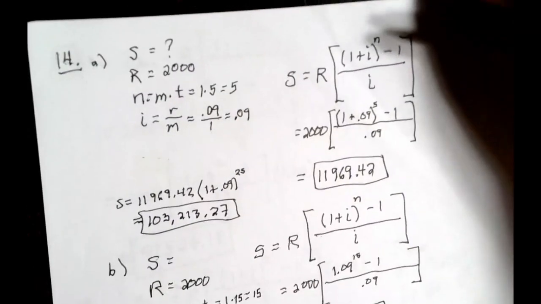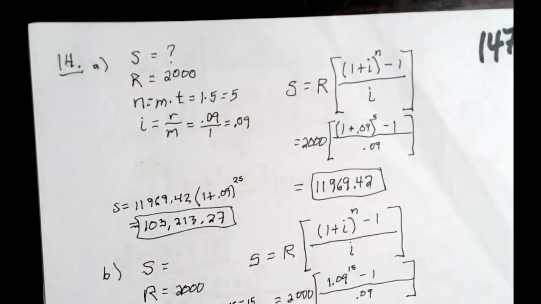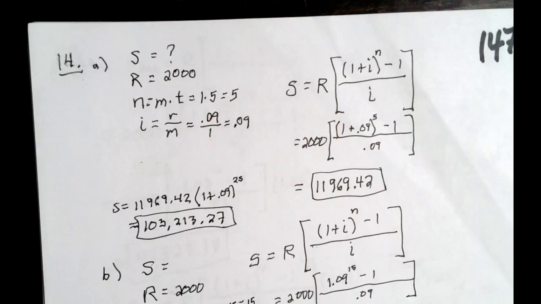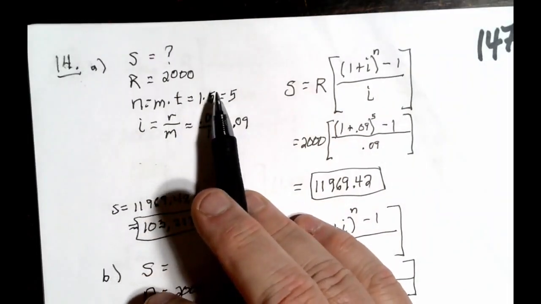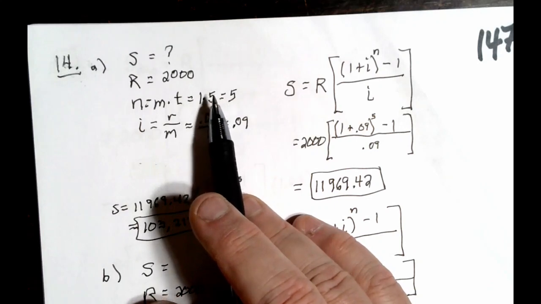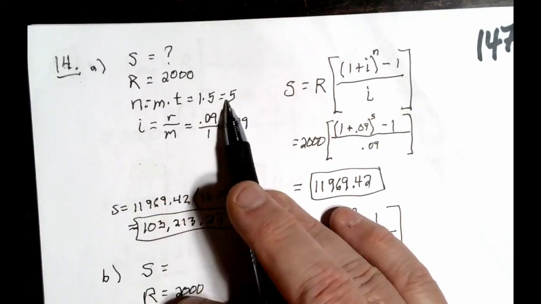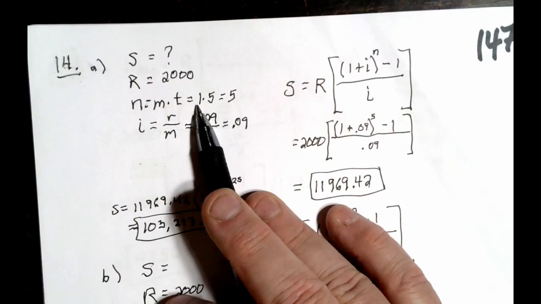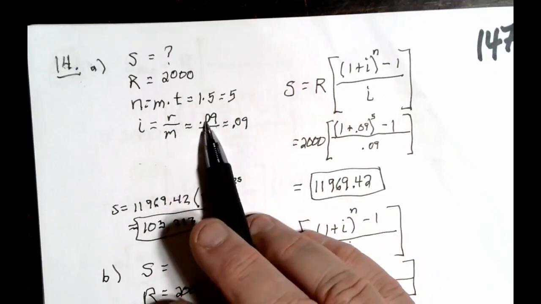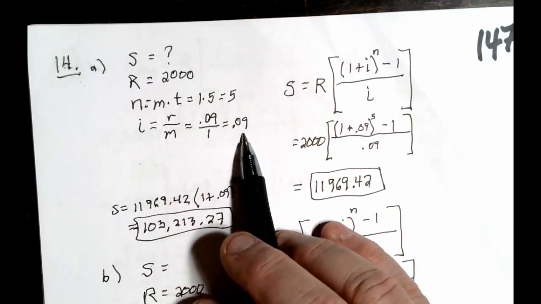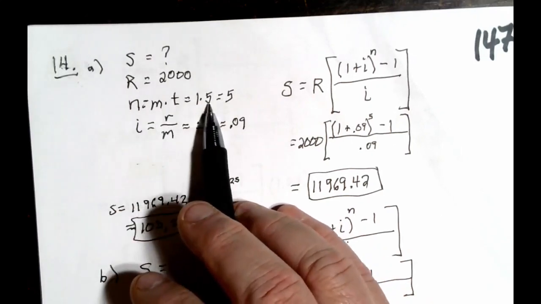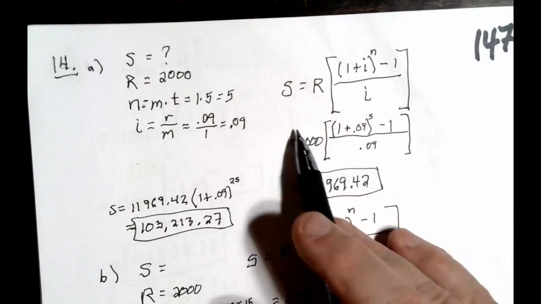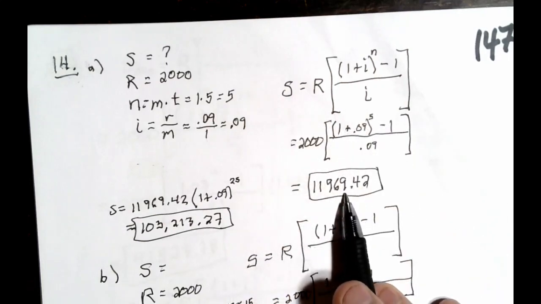14. Says Patty deposits $2,000 at the end of each of 5 years in an IRA. So she does it for 5 years, and it's compounded annually. $2,000, 9% annually. So I is 0.09, N is annual times 5 years, or 5. So you plug in everything you know, and you get this number.